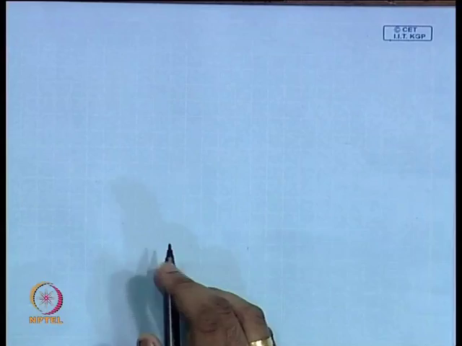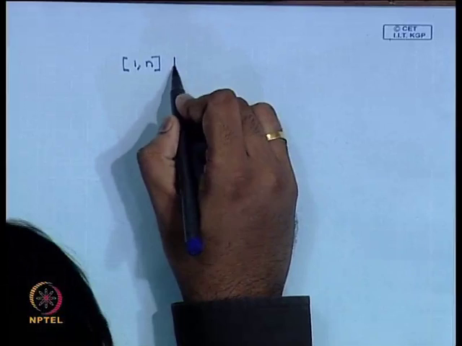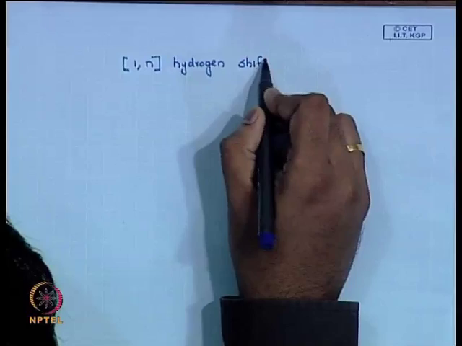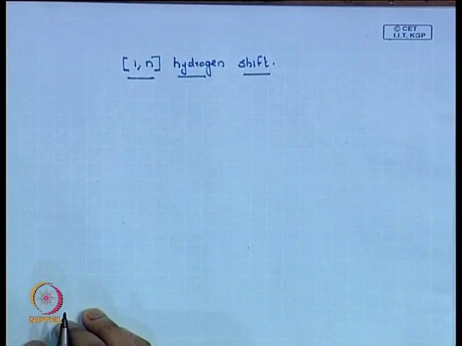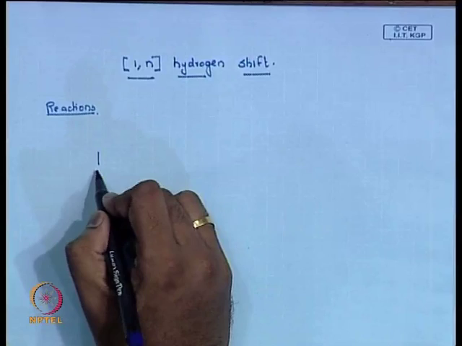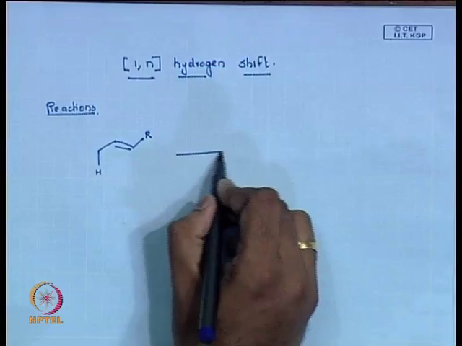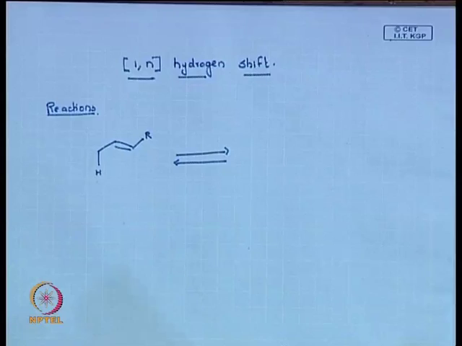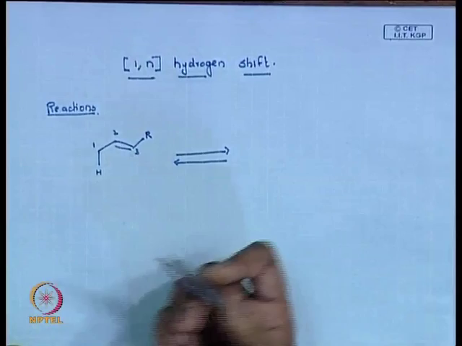So we will start then with 1 comma n hydrogen shift. Okay. First, we will see the simple reactions, very simple general reactions, just what I have said now. See, when you write a pericyclic reaction, you write both the ways because it can happen, right. So, I number it 1, 2, 3. Just see the electron push.